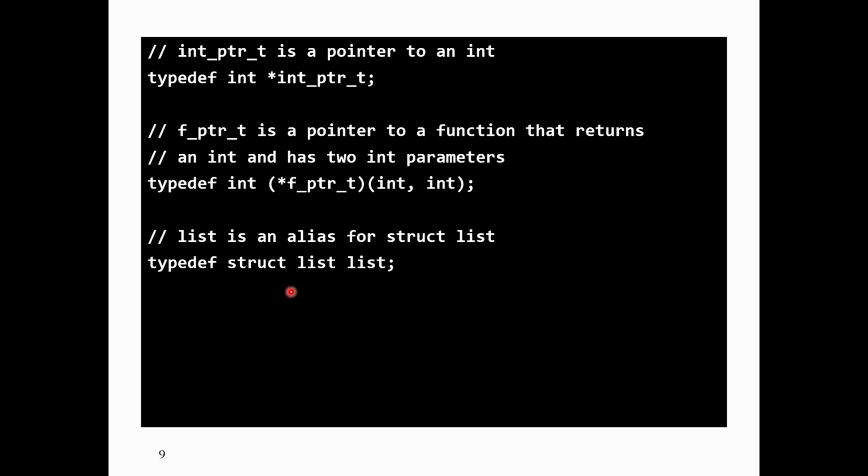Here's an example of an incomplete type. So here I've got typedef struct list. That name list is an alias for the type struct list. I'm going to tell you what a struct is in a couple of minutes. There's no definition of what this struct list thing is. I'm just saying that whenever I use the name list, I actually mean struct list.